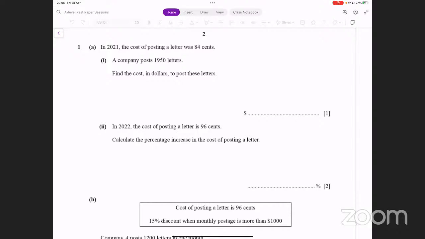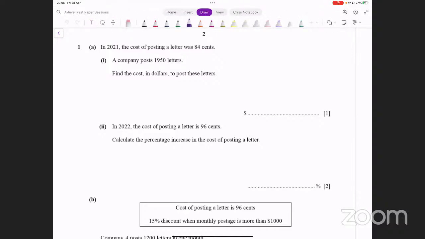Okay. Let's start with this. Question number 1 from this paper. It says in 2021, the cost of posting a letter was 84 cents. Now, a company posts 1,950 letters. Find the cost in dollars to post these letters.